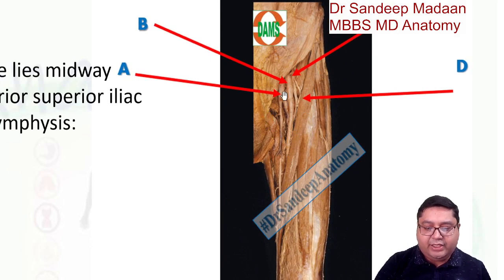In the femoral triangle, we can see the femoral vein is the medial structure. Then we have the femoral artery, and further lateral we have the femoral nerve, right? So B is the femoral artery. That is the answer to this question, right?